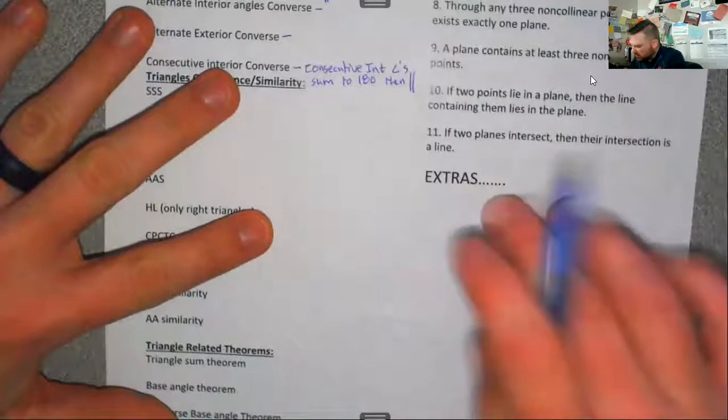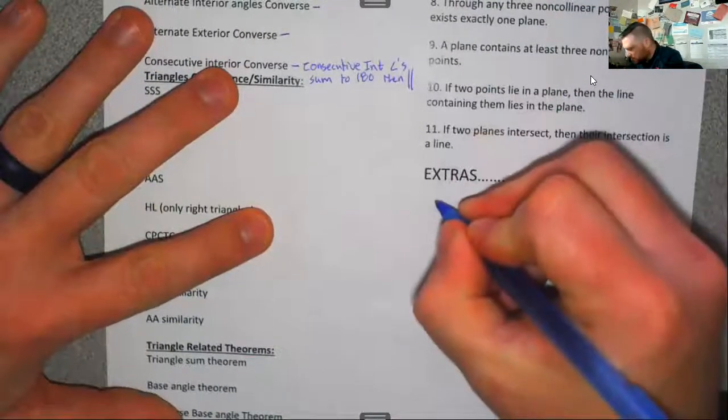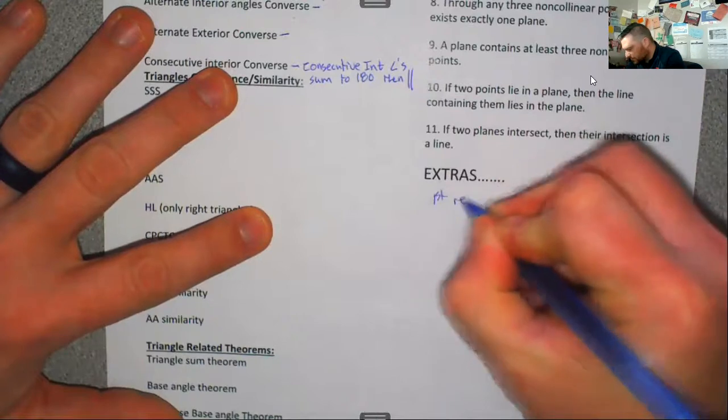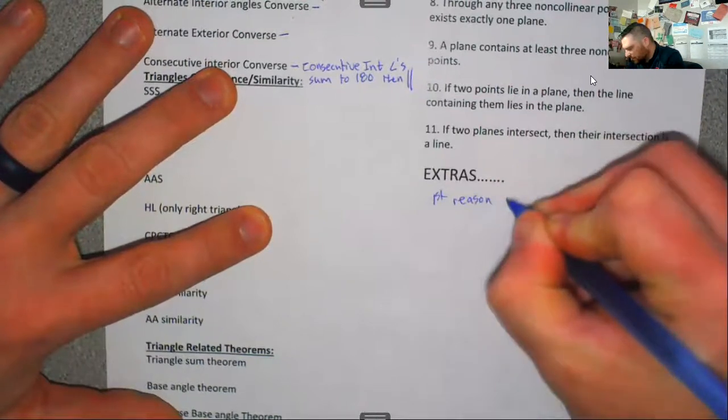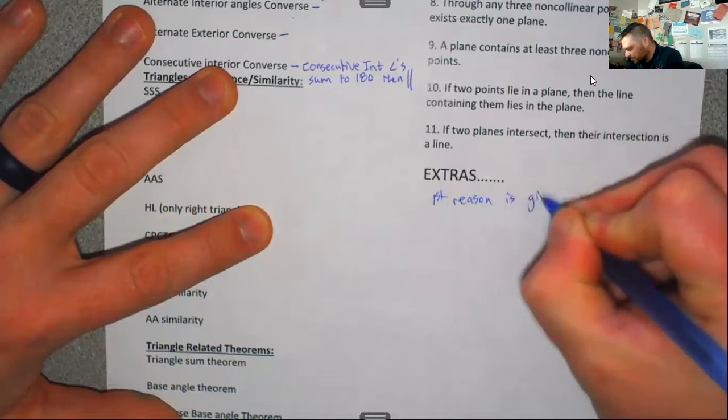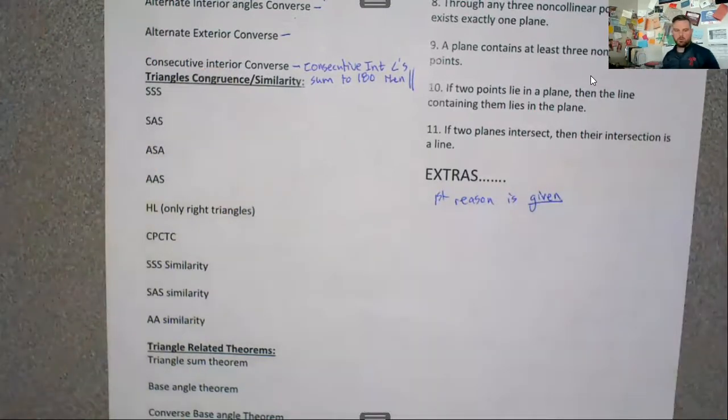The extra that we have is the first reason, which is given. Literally, it's the word given, okay? So hopefully that will help you. Again, I'll let you use this on the test and the retest and all that kind of stuff. So make sure you have studied that.